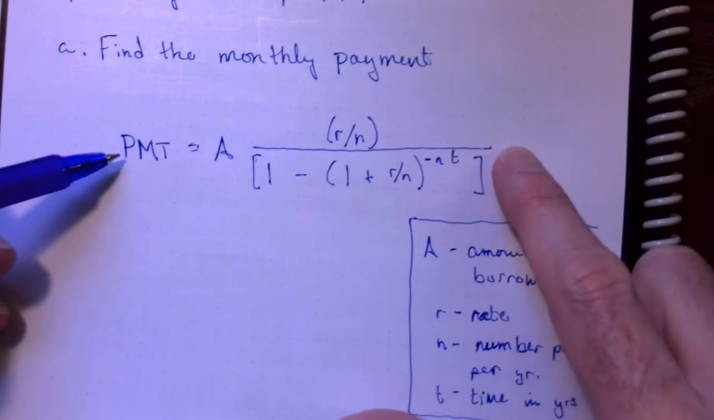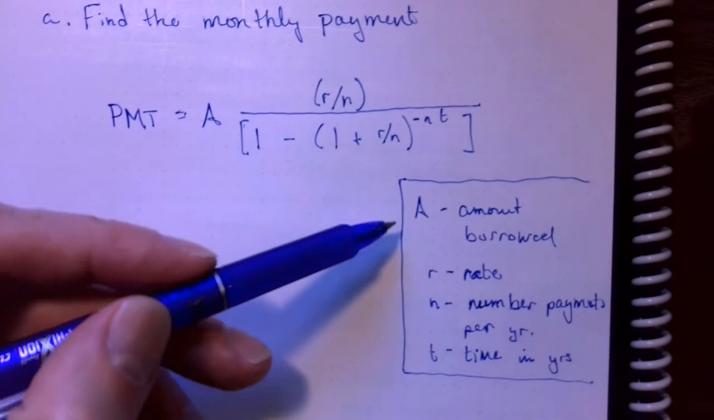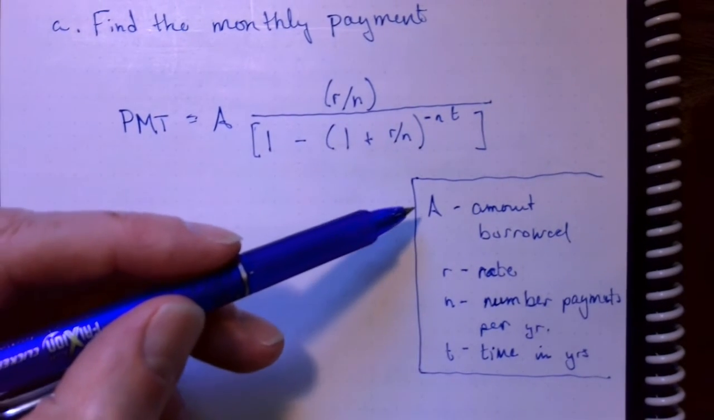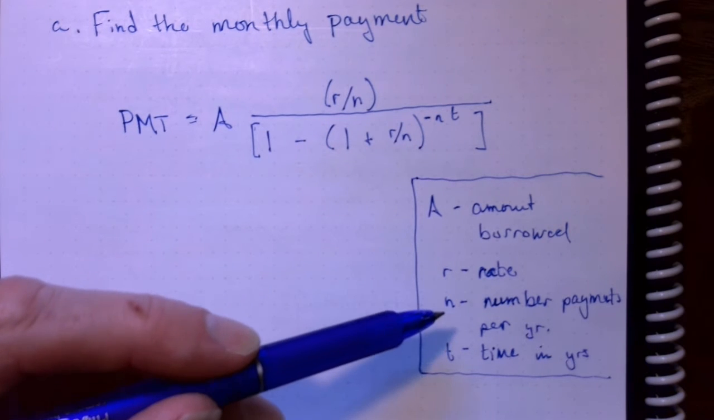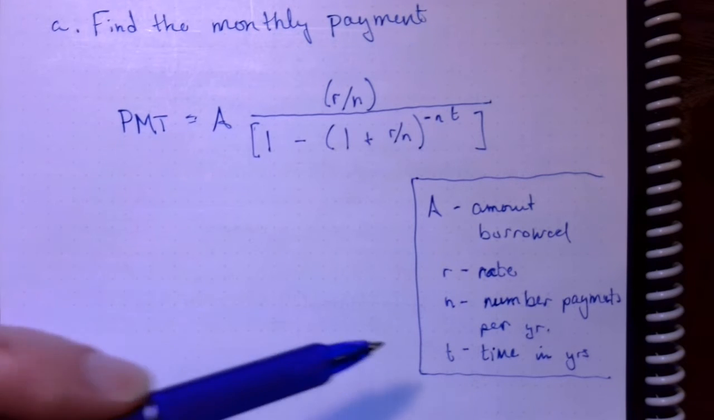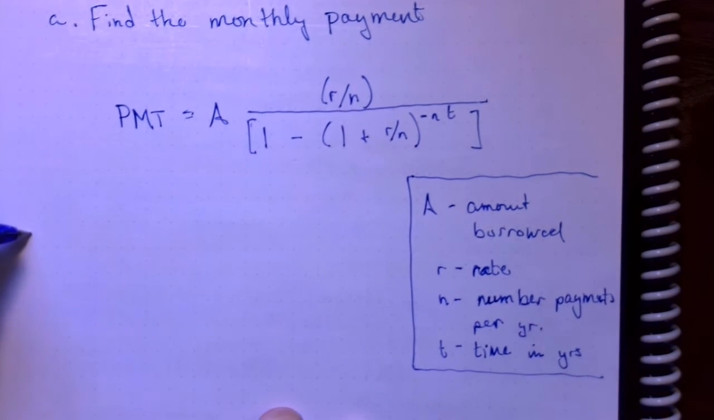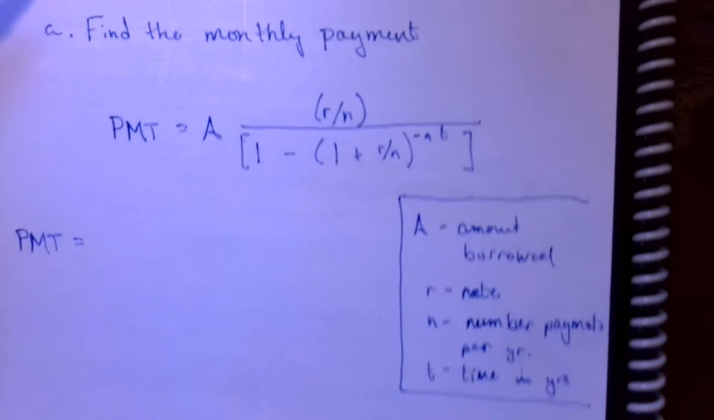So this is the monthly payment formula. We're going to find the monthly payment. Here's a little key for the various quantities involved. A is the amount borrowed, R is the rate, N is the number of payments in 1 year, and T is time in years. So I just plug the appropriate variables into the right places.